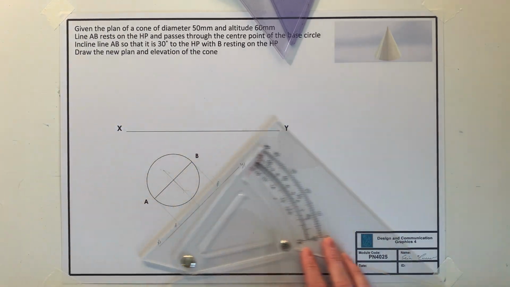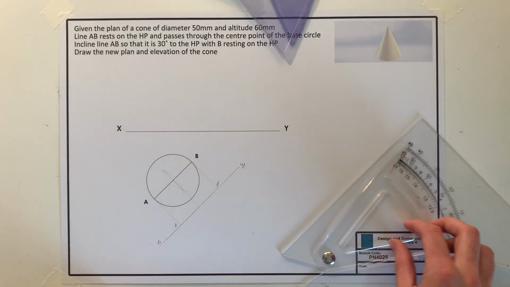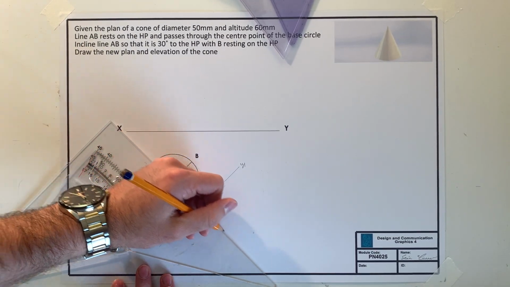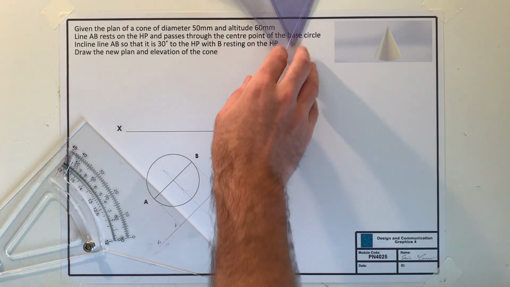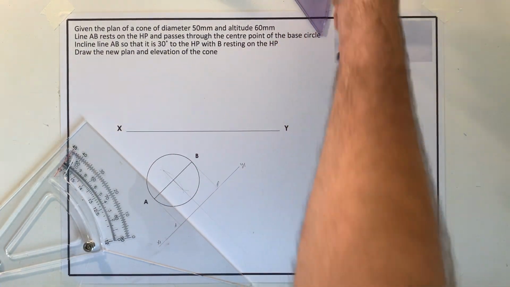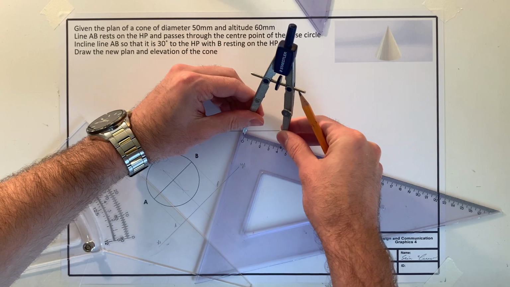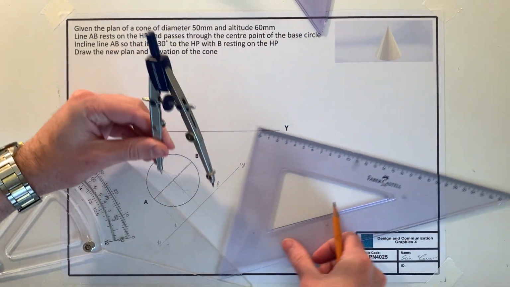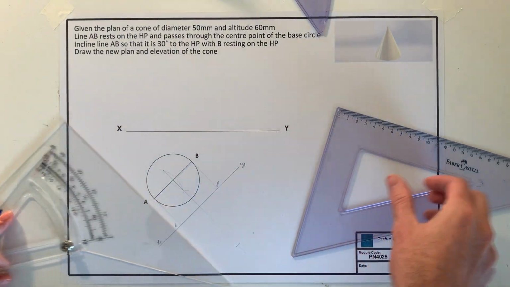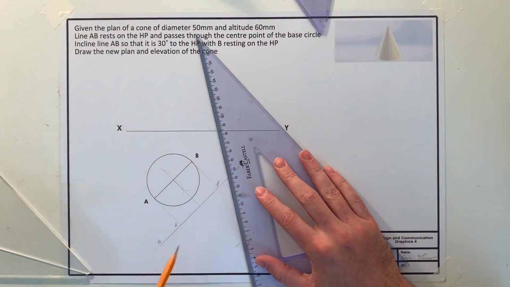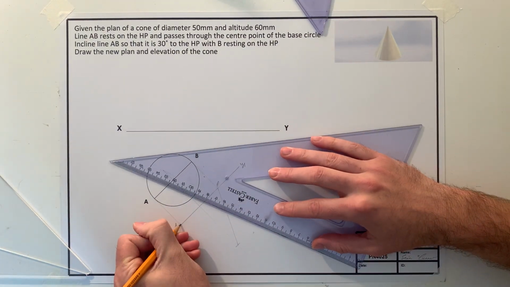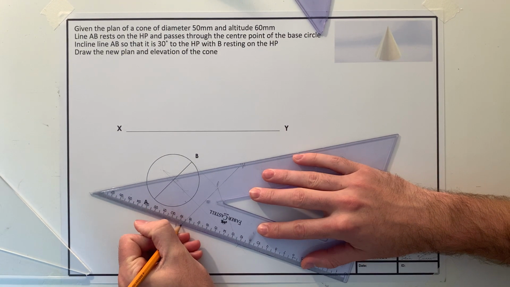Carry that over. Now I'm going to construct my cone over here. Using my altitude, which is given in my question, which is going to be 60. Like so. Knock that off and join it back. Now ensure you're keeping everything nice and light. Remember, this is all construction.